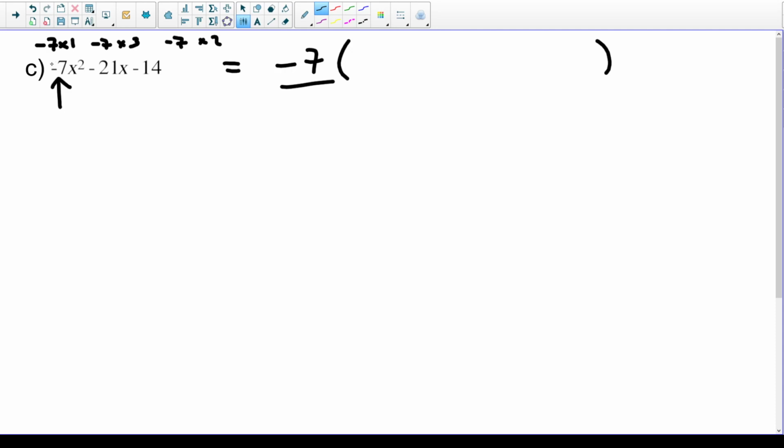1 times negative 7 is negative 7, so it'll be a 1x squared. There's our 1 again. 3 times negative 7 is negative 21, but that's a positive 3. So now the sign in front of the x term has changed. It was a minus in front of the 21 in the middle term. Now it's a plus because we factored out that negative sign. And then negative 7 times positive 2 is negative 14. So this becomes a positive 2. Once again, the sign has changed from what it was before.